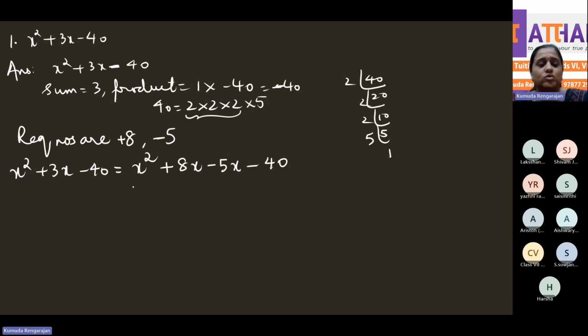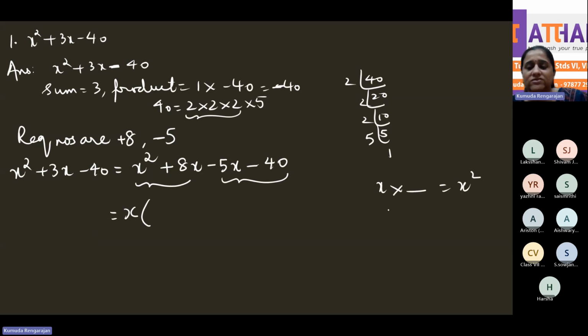Now group the first two terms and group the last two terms. Between the first two terms, what is common? X is common. Open a bracket. Now x into what will give you the first term x square? Then x into what will give you the second term 8x? X into x is x square. So you should write x here. And then x into 8 is 8x.